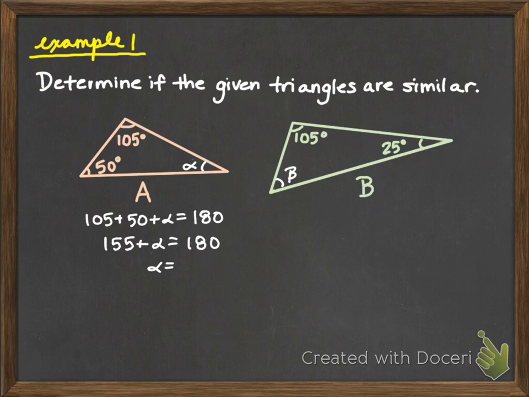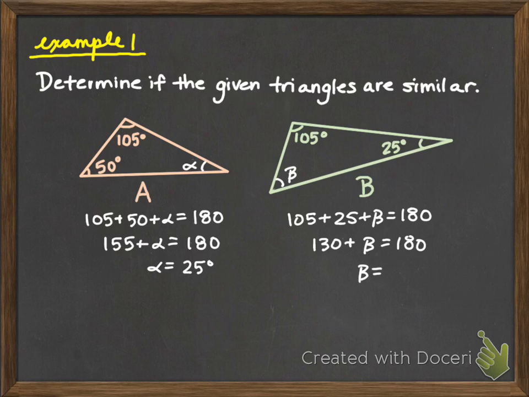So we're going to get that here alpha is equal to 25 degrees. Now to solve for beta, we know that 105 plus 25 plus beta is going to give us 180. Simplifying over here, we're going to get 130 plus beta equals 180, and then subtracting 130 from both sides, we'll get that beta is equal to 50 degrees. So let's actually go ahead and replace these angles with their actual measures. We know that alpha is 25 degrees and beta is 50.